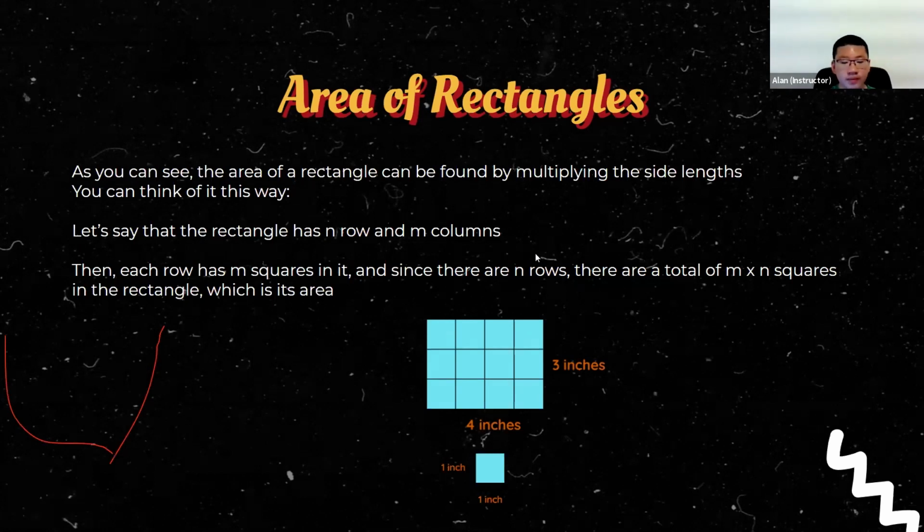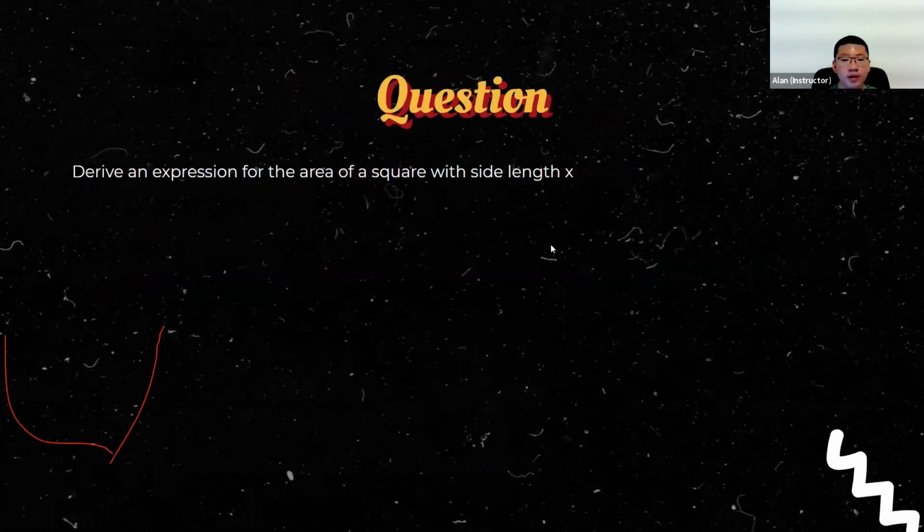All right, so next, I have another question for you guys. I'll give you guys 1 minute for it. Derive an expression for the area of a square with side length x.